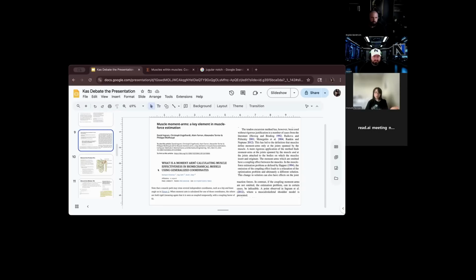And I could quote things here if you really wanted me to, but the entire idea is you have to account for the coupling effect. You have to account for reaction forces when there's multiple joints and multiple muscles involved. Otherwise, you're not done.